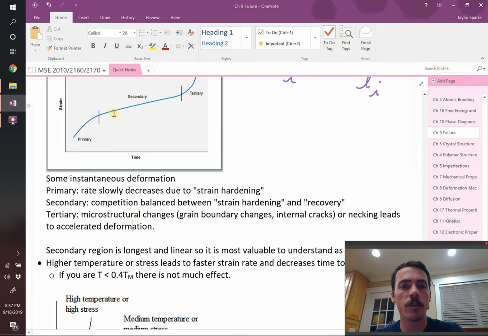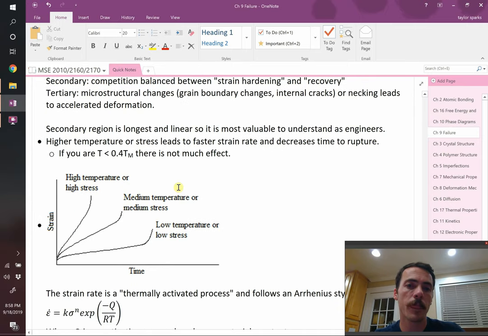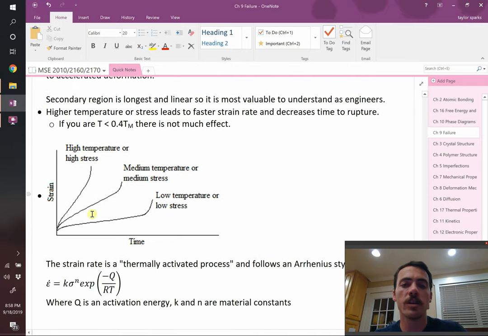Then you've got this region where it's constant. In that region, your strain hardening and what's called recovery are in competition with each other, and they're basically balanced. And then at the very end, you start getting sort of bigger flaws happening, like big internal cracks, or grain boundary changes causing it to accelerate its deformation again before breaking. Okay? Now, because the secondary region is fairly long and it's linear, that's the most valuable thing for us to study as engineers because we can model that, right? Being able to model it means we can predict it, and then you can design around it.